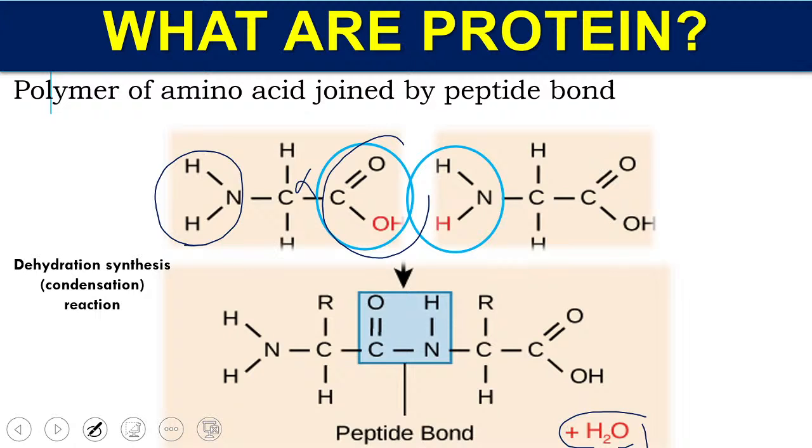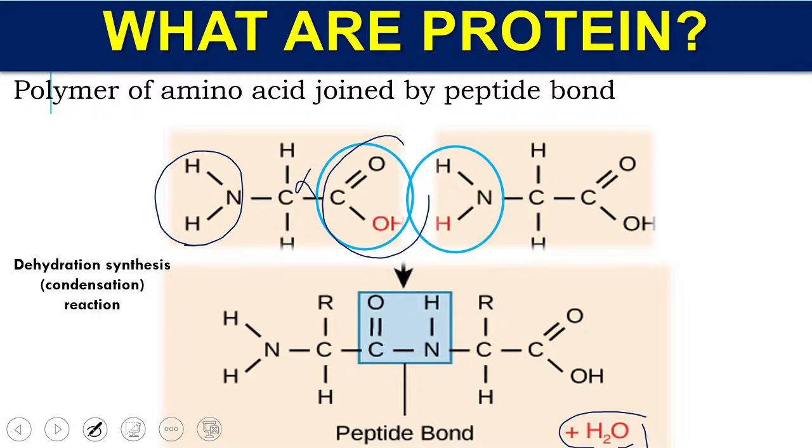In this case, one amino acid's carboxylic group reacts with the second amino acid's amino group. Every time a peptide bond forms, the carboxylic group of one amino acid will combine with the amino group of another amino acid by removal of water. You can call it a condensation reaction also, or a dehydration reaction also. So they will give you a protein or a peptide.